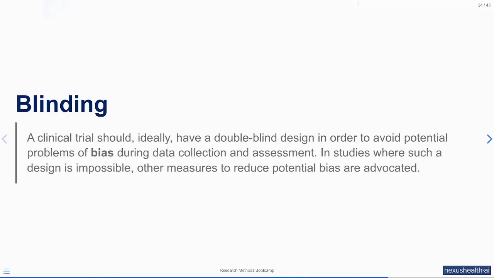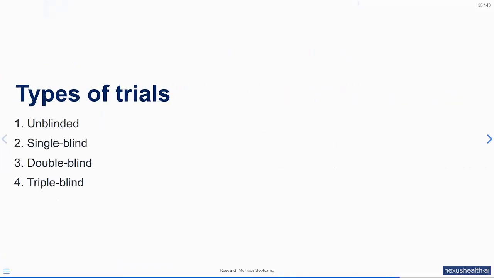And this brings us to blinding. A clinical trial should ideally have a double-blind design in order to avoid potential problems of bias during data collection and assessment. In studies where such a design is impossible, other measures to reduce potential bias are advocated. What types do we have? We have the unblinded trial, single blind, double blind, and triple blind.